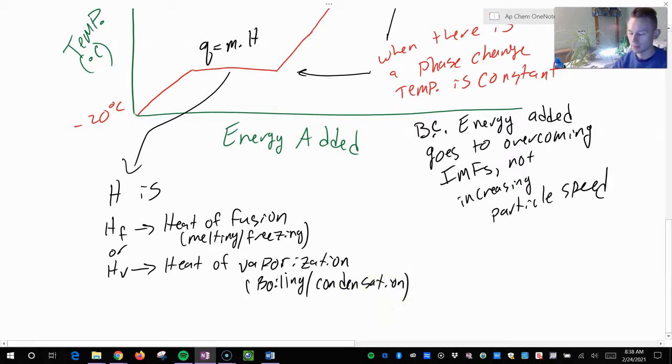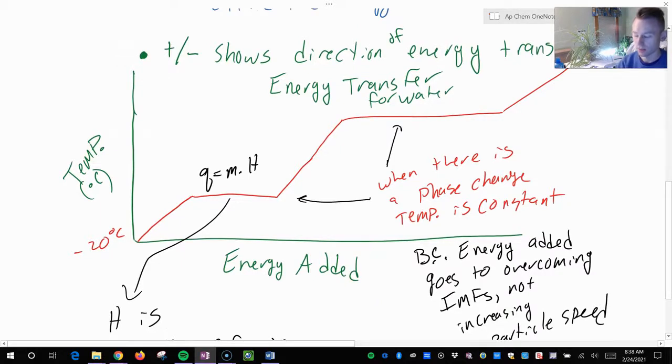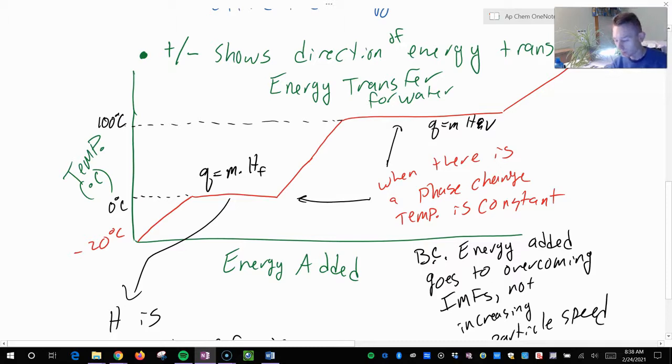Based on the way that I've drawn this diagram, this first one would have to be HF, and this one would have to be Q equals M HV. I said that it started at -20, and so we know that the melting point and freezing point of water would happen at 0 degrees Celsius. And this portion right here would happen at 100 degrees Celsius. And this is observably true.